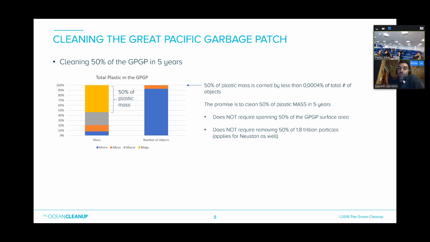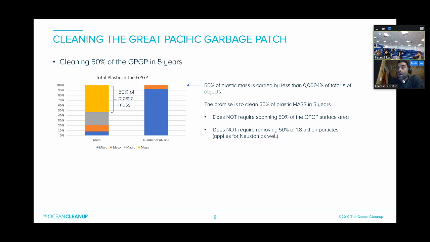If you look at the left curve, there is plastic separated in different size classes, from blue, micro, to yellow, mega. We're not going for the blue stuff, right? We're not pretending that we can clean 50% of 1.8 trillion plastic particles in 5 years, right? So it's really important to understand this, because the promise is to clean 50% of the plastic mass in 5 years.